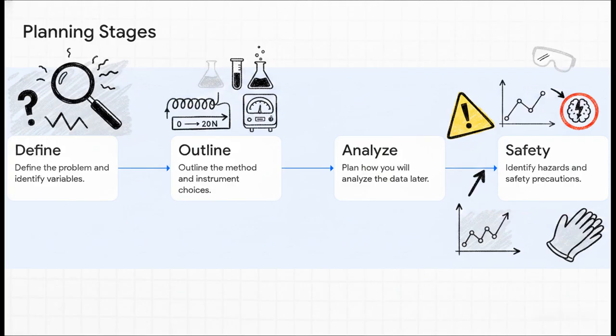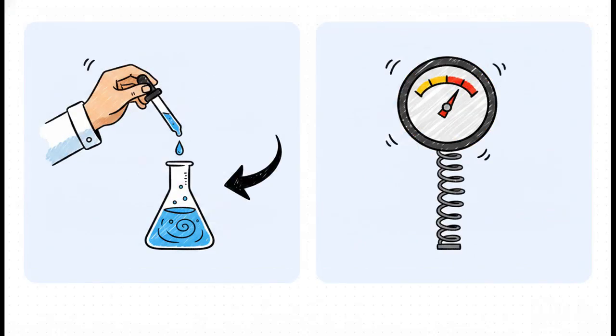Third, you plan exactly how you'll analyze that data later. And fourth, please never forget safety precautions. A rigorous plan includes identifying hazards early so you don't do something crazy like accidentally electrocute yourself with a high-voltage power supply. Now, a massive part of that planning stage is defining your variables crystal clearly.